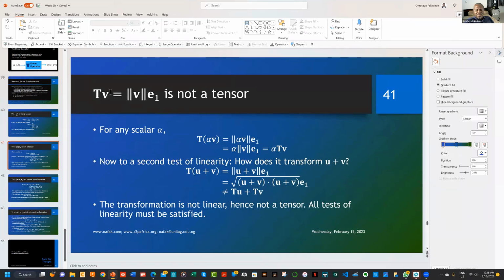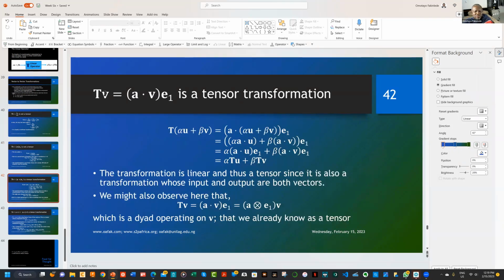Another example is T(V) equal to V times the modulus of V, times E1. This is not a tensor, and the proof is that, first of all, when you multiply by a scalar, you have no problem. But when you add two vectors together, it doesn't give you the sum of the transformations. The transformation of the sum is not equal to the sum of the transformations, therefore it's not linear and hence not a tensor. All tests of linearity must be satisfied for the tensor nature to hold. If it violates one, that's enough.